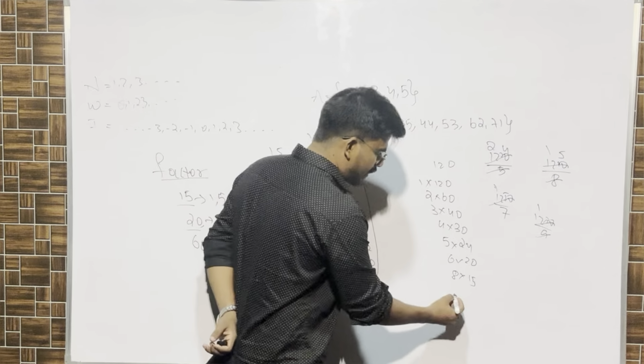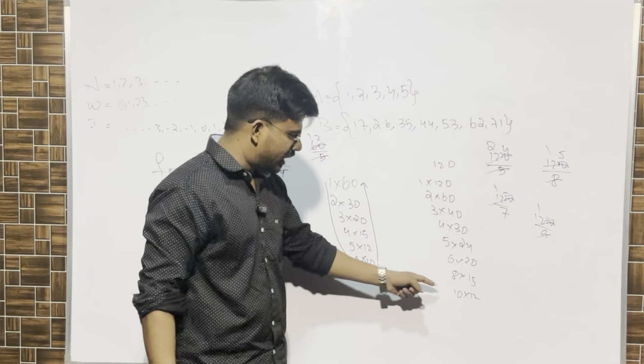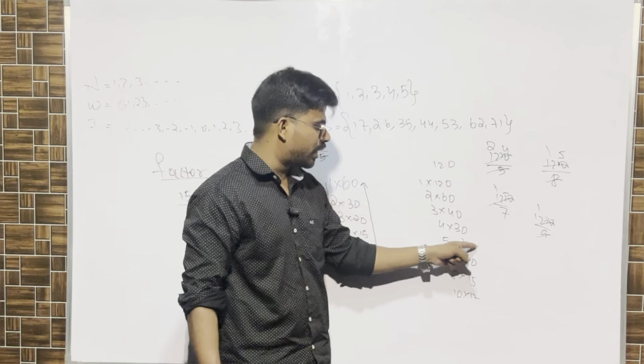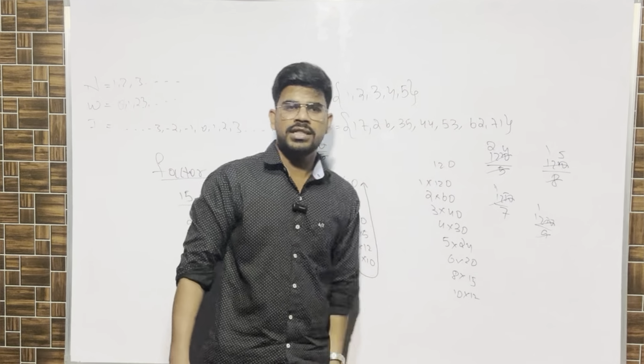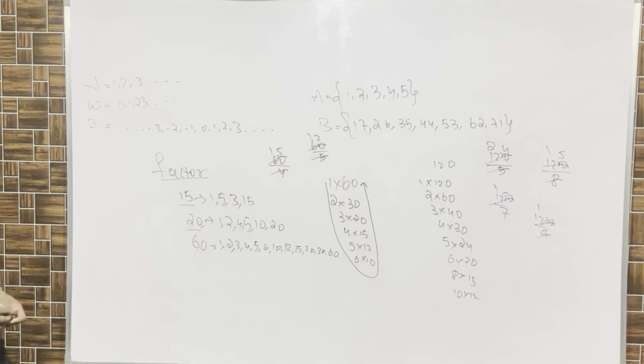No. After 9, 10. 10 into 12. 10 12s are 120. See, increasing order. 1, 2, 3, 4, 5, 6, 8, 10, 12, 15, 20, 24, 30, 40, 60, 120. This way you can find the factors of bigger numbers. That will be useful for 6 marks question.